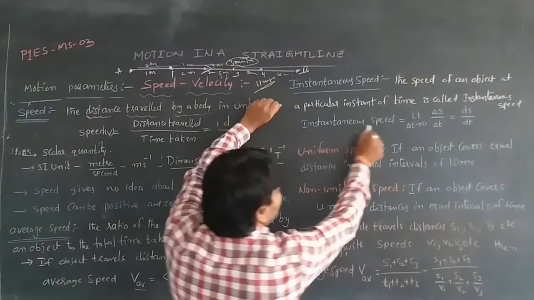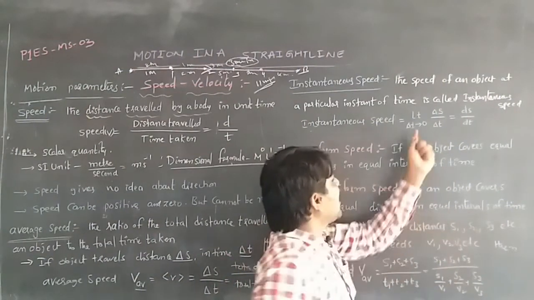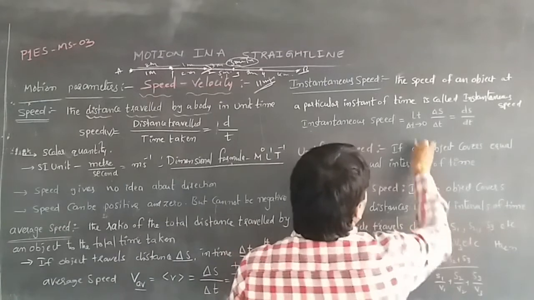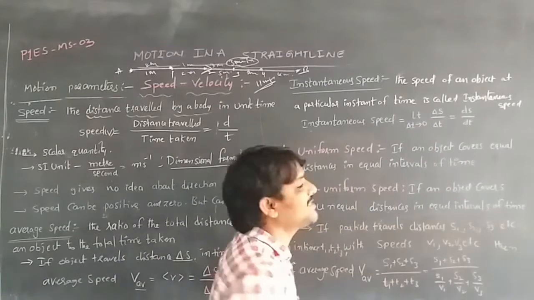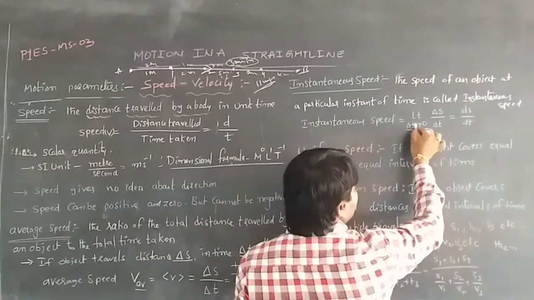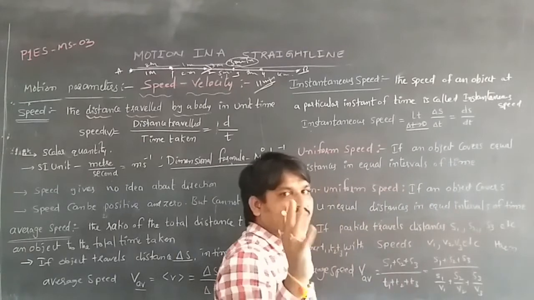Instantaneous speed is equal to the limit as delta t tends to 0. That means there is no change in time, because it is a particular short interval of time, so there is no time difference. So delta t tends to 0, in delta S by delta t. It is a short interval of time, which means the change in time interval is 0.